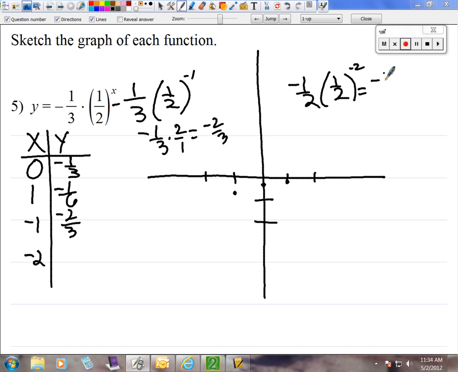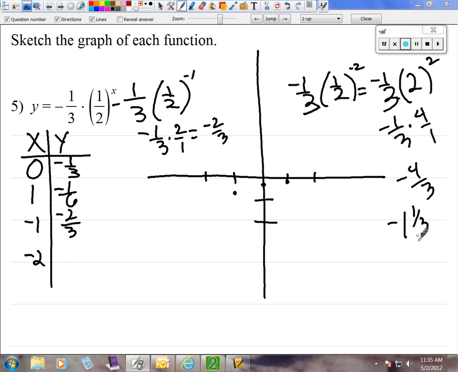That's going to be the same as negative 1/2 times 2 squared. 2 over 1, right? What happens when you flip this? It's 2 over 1. And that makes it a positive exponent now. When you flip it, you're making it positive. Oh, I'm sorry. Yes, thank you. So now you have negative 1/3 times 4 over 1, which is negative 4/3, which is negative 1 and 1/3, right?